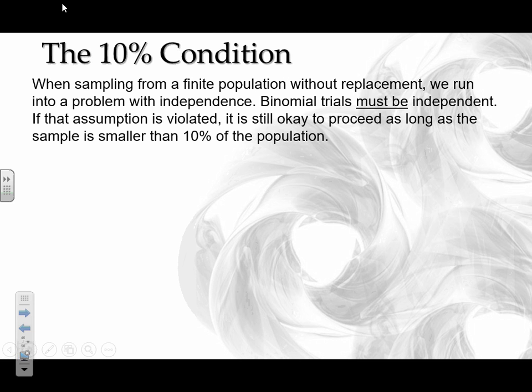Okay? So what we're saying is if we're taking less than 10% of our population for our sample, we can assume that any changes in probability are so small, we won't see them show up in our calculations. Okay? So the difference between removing one item from this big population versus not is non-existent.